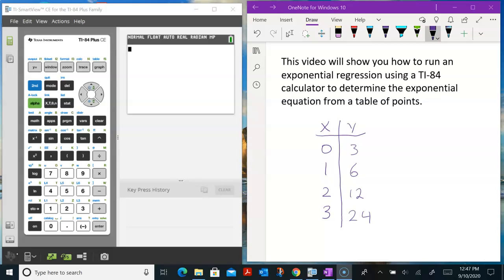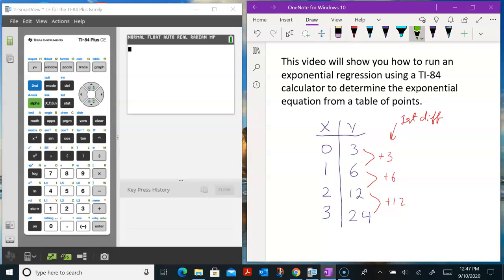Okay, so the first thing I'm going to do is see if we have a common first difference. That means we can see if the values are increasing by the same number. So I see that I'm going to add 3, add 6, and add 12. So we don't have a common first difference. But let's see if we have a common second difference.